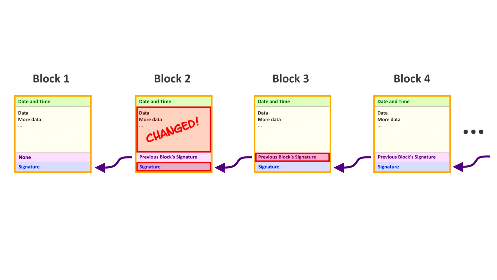But since the signature of block three is a calculation involving all the other data in block three, including the previous block signature, which is now wrong or invalid, then suddenly we have a problem with the signature of block three, and on it goes. So if you change any data at any point in the blockchain, it's extremely easy for anyone to verify and see that something was hacked.